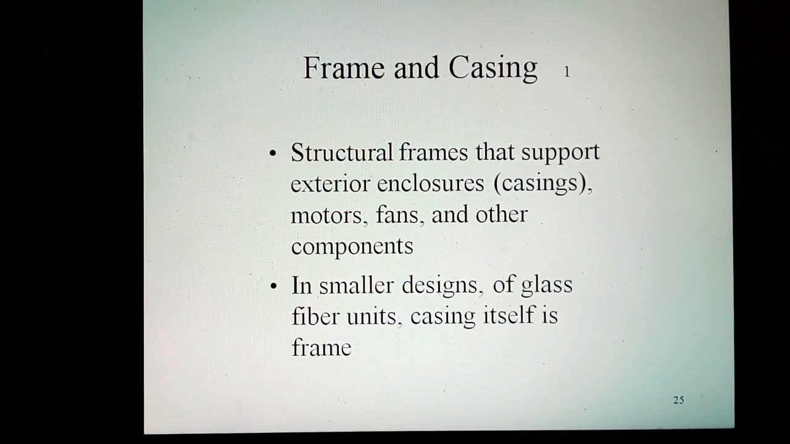Frame and casing. Most towers have structural frames that support the exterior enclosures, casings, motors, fans, and other components. With some smaller designs, such as some glass fiber units, the casing may essentially be the frame.